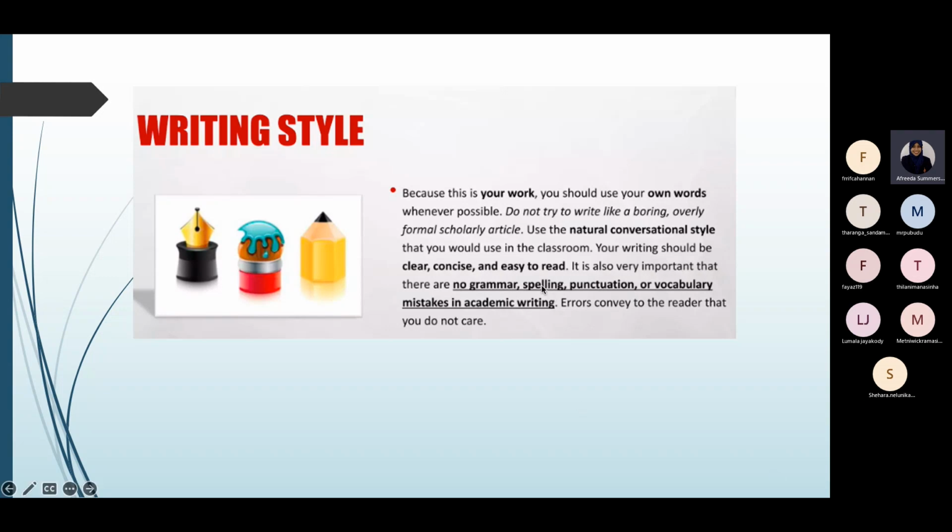So no grammar, spelling, punctuation, or vocabulary mistakes in academic writing. Students, please check that, right? In your Word document, when you right click, you all can see, right? For example, this is not working here, but you can check your spellings, your grammar, spacing.